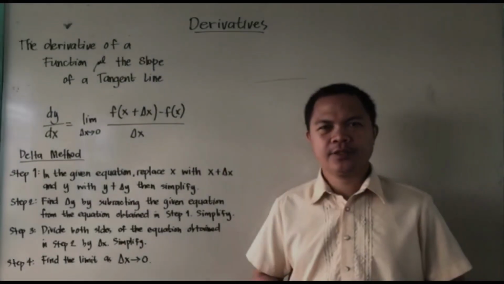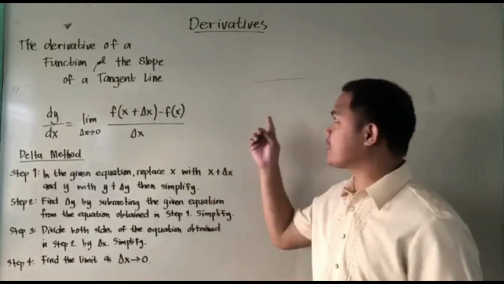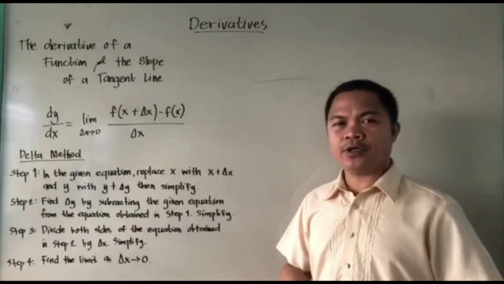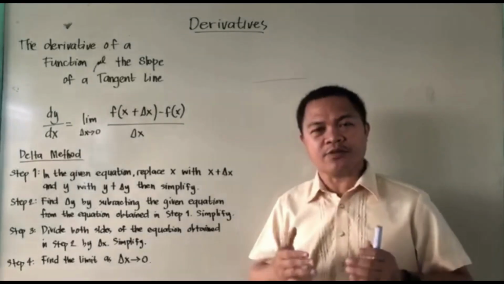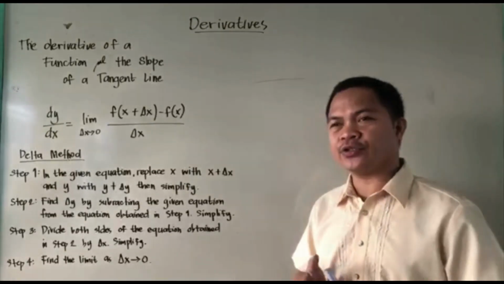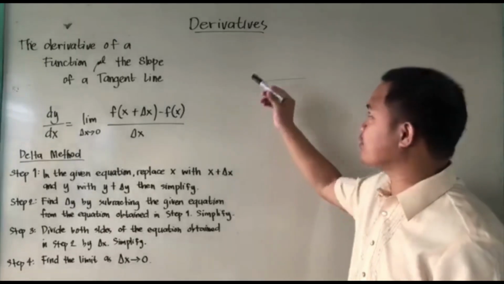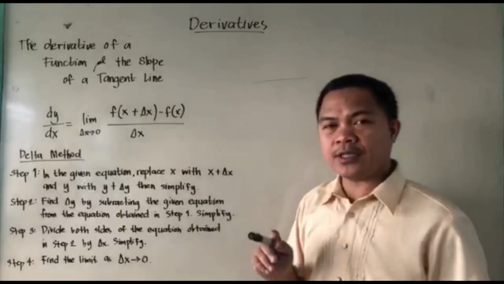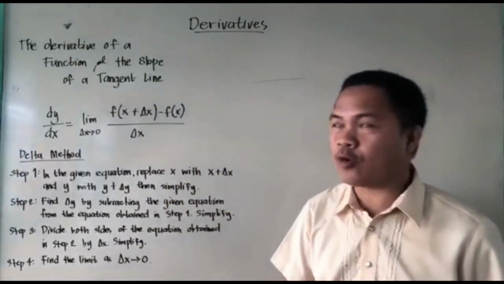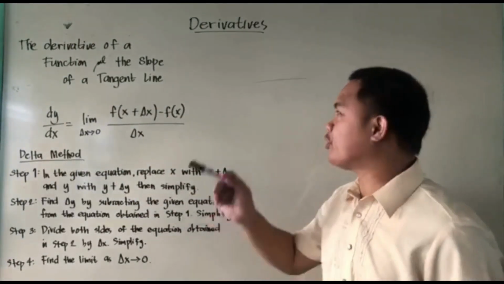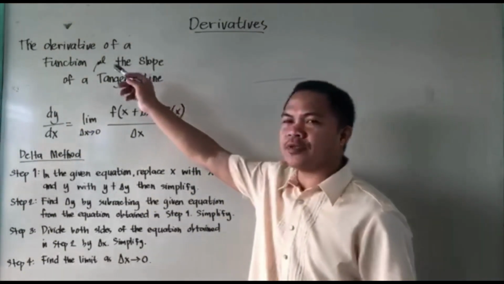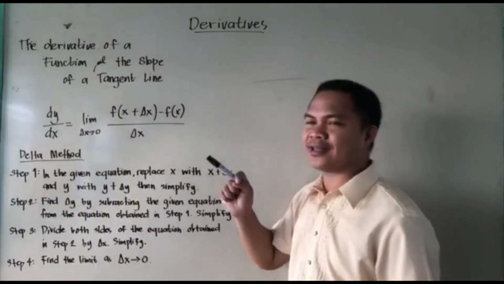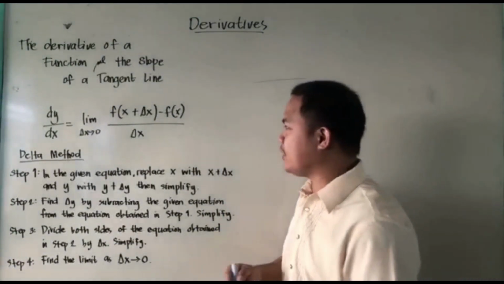Good morning, everyone. Let us come now to the next topic, which is derivative. In this topic, we're going to talk about a lot of things in terms of finding the function's derivative. So far as derivatives is concerned, the first topic that we're going to discuss is about the derivative of a function and the slope of a tangent line. For us to determine the derivative of a given function and at the same time the slope of the given tangent line, we need to deal with this formula.